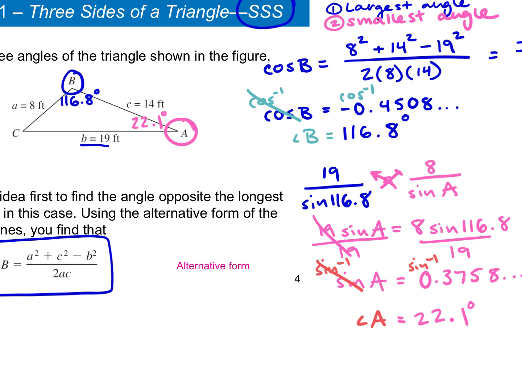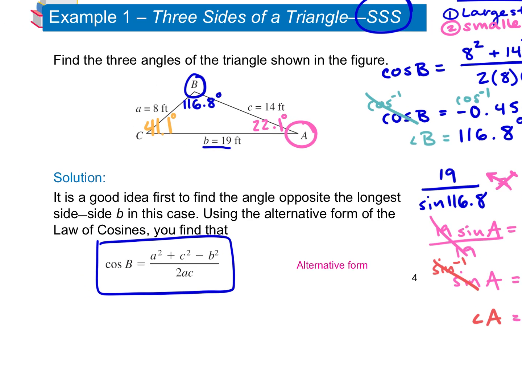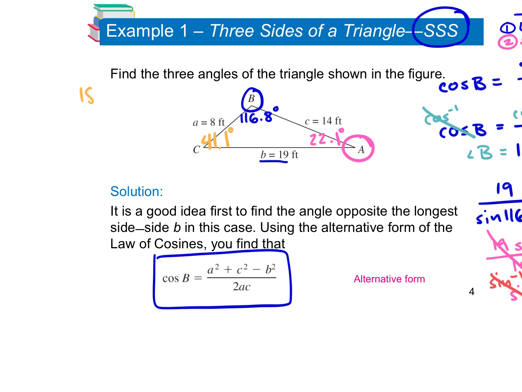What do you think we could do to find angle C? Awesome. Once we have two angles, we can add them up and subtract from 180. So we can do 180 minus 116.8 minus 22.1. So for angle C, we get 41.1 degrees. So to find angle C, we did 180 minus 116.8 minus 22.1.